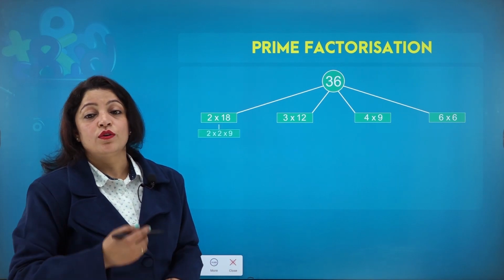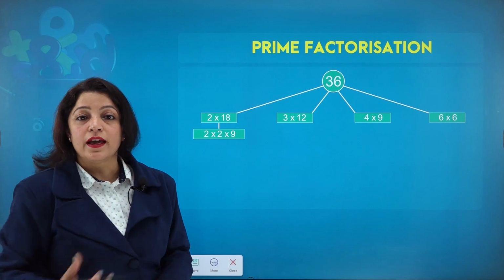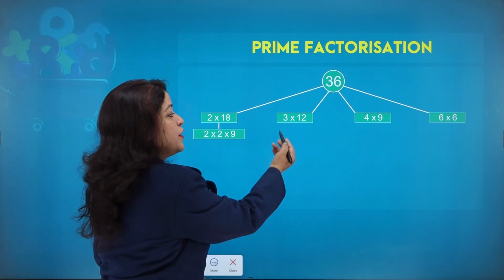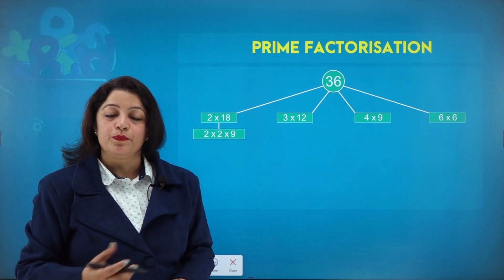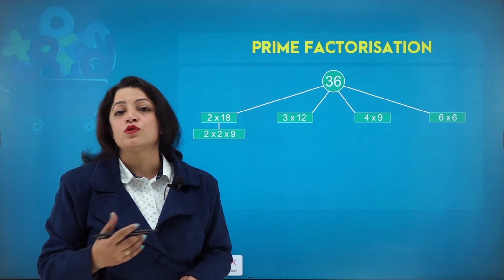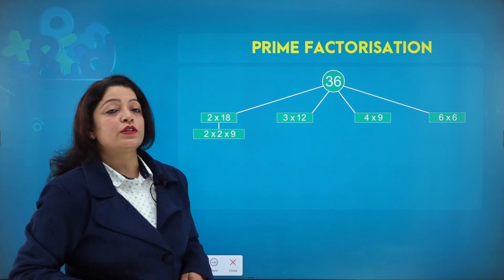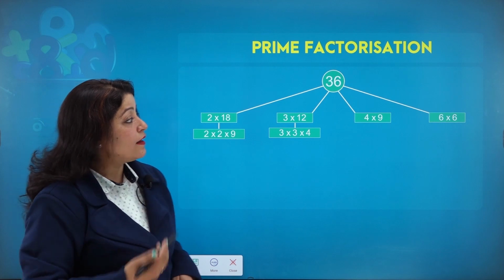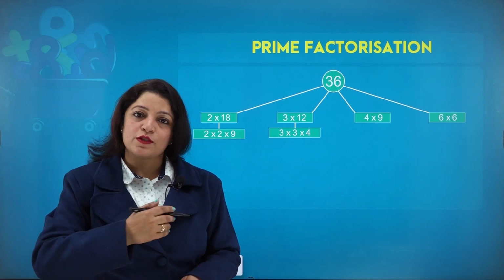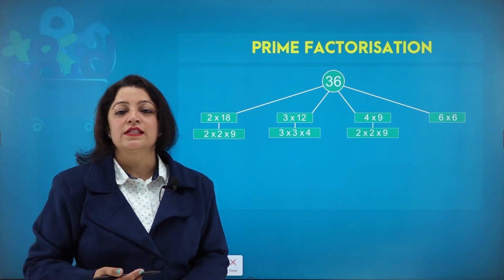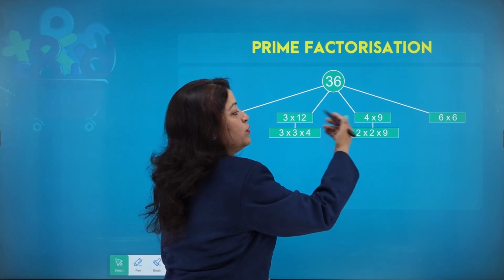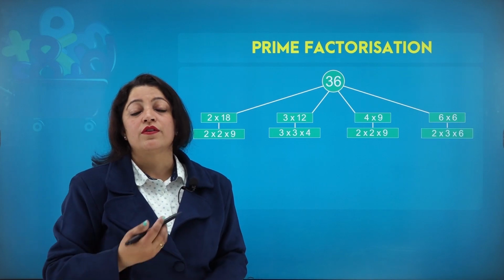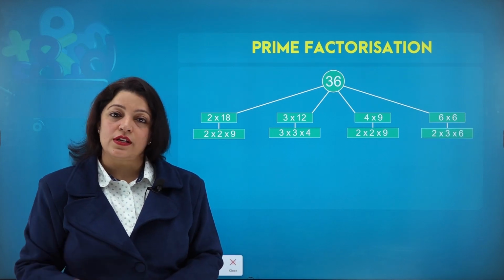Yes. So for 2 and 18, I can again break 18 as 2 times 9. Similarly, 3 will remain as it is because 3 is a prime number. We will split the number which is not a prime number. So in this case, we will split 12. So 12 will be written as 3 into 4. Then 4 times 9. Can we split 4 and 9 both? Yes, we can do 4 as 2 into 2 and 9 we can do it in the next one also. Similarly, 6 into 6 we can write it as 2 into 3 into 6.